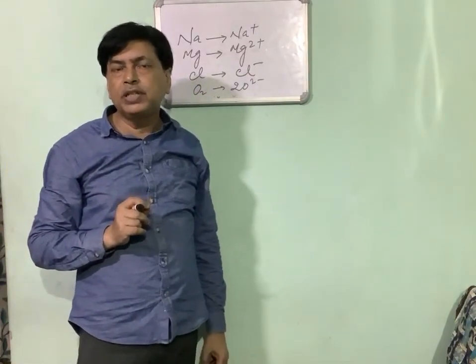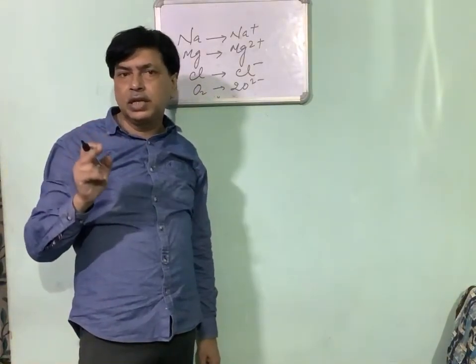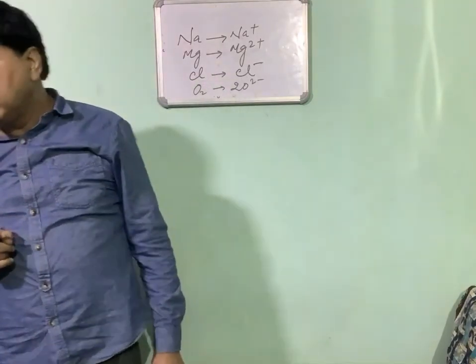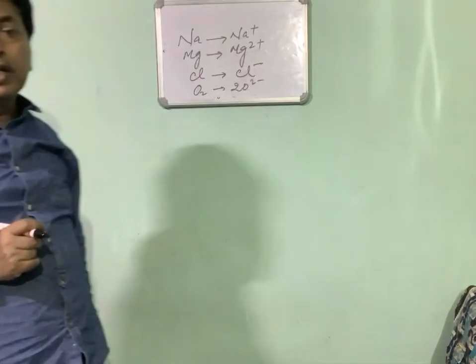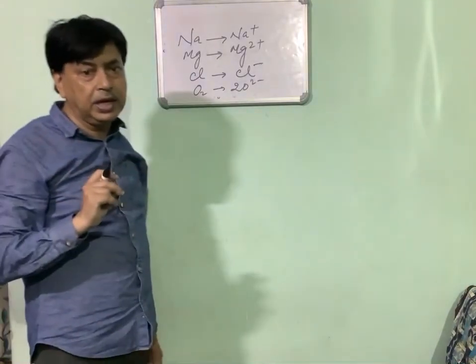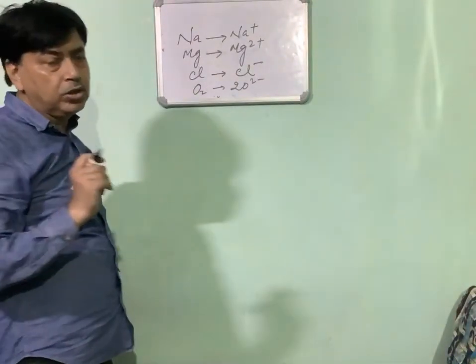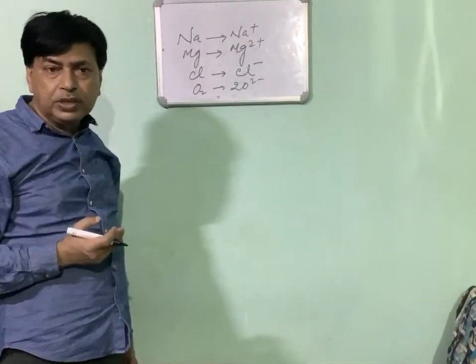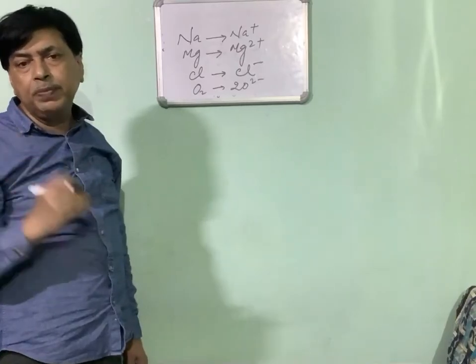And the third definition: increase in oxidation number is oxidation and decrease in oxidation number is reduction. You will learn this in the higher classes, 11th. It is not in your syllabus. And some examples of oxidation are rancidity and corrosion.